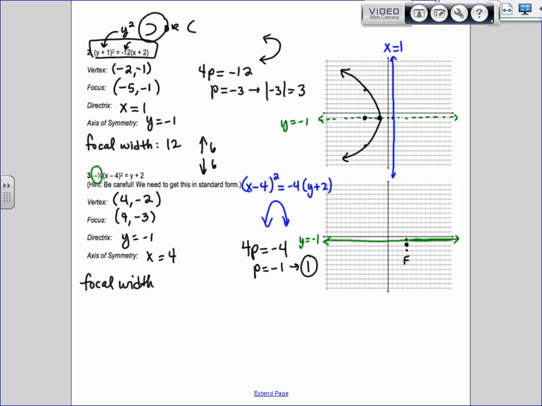All right, so now our focal width. It's basically the absolute value of that number that was out front. So here's my number, -4. So it's going to be 4. It's 4p, basically. So I'm going to go over 1, 2, 3, 4. Oh, I lied. I caught myself right in time. I go over 2, right?